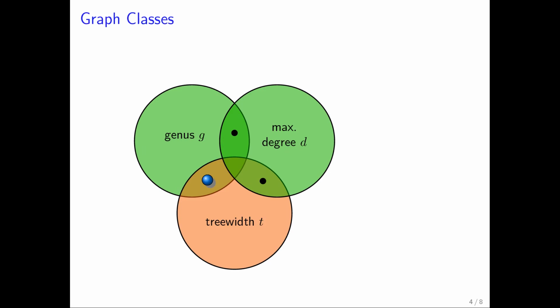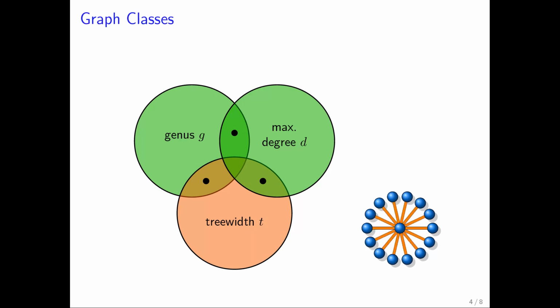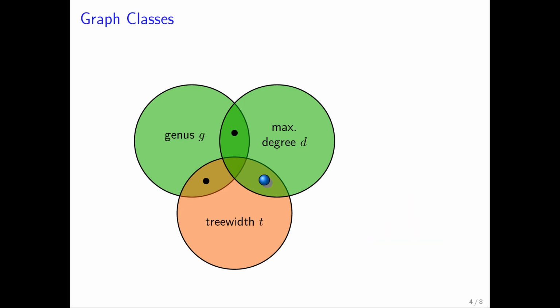For example, what are graphs of bounded Euler genus and bounded treewidth that have unbounded maximum degree D? A classical example for this is the so-called star. This is a tree, so the treewidth of this graph is 1. It's a planar graph, so it has genus 0, but the maximum degree gets larger and larger if you increase the star.